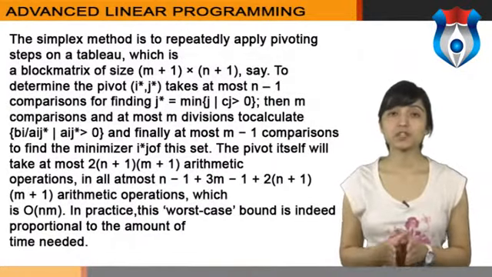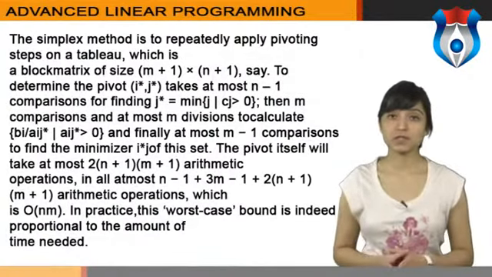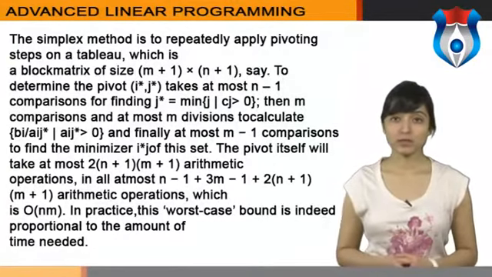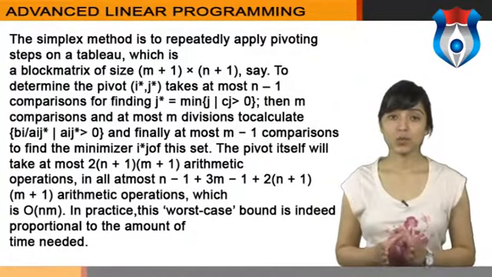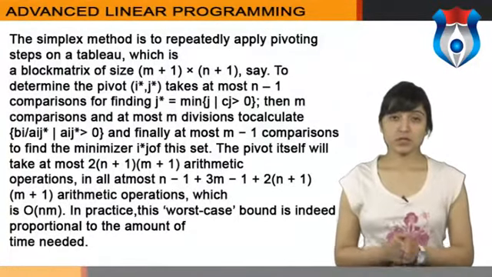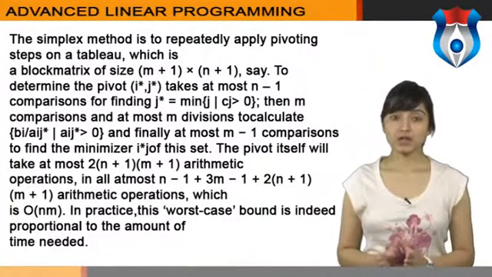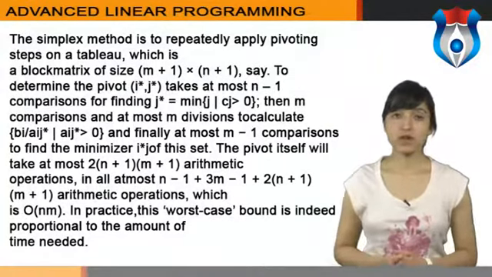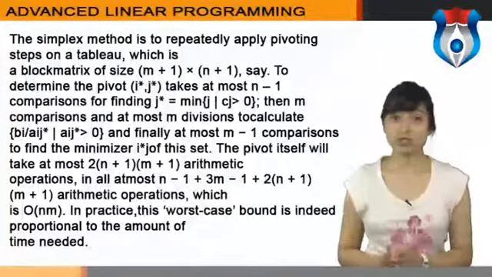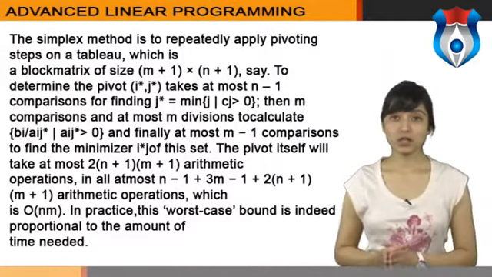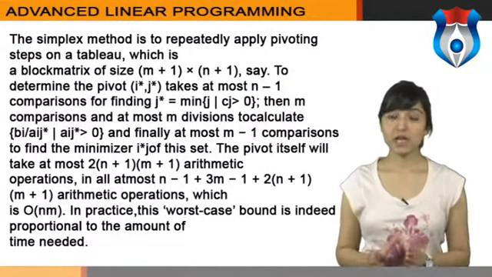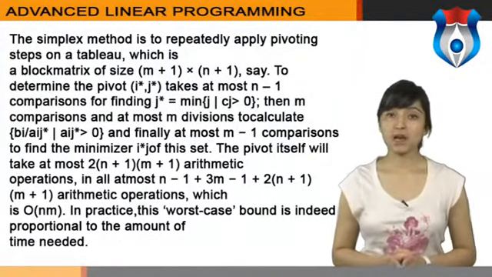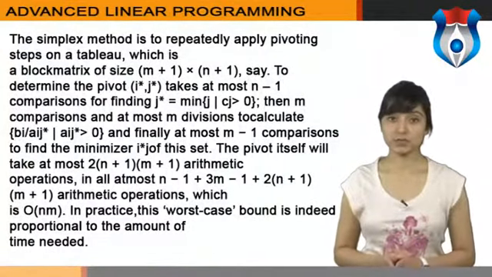The simplex method repeatedly applies pivoting steps on a tableau, which is a block matrix of size (m plus 1) by (n plus 1), say. To determine the pivot i0, j0 takes at most n minus 1 comparisons for finding j0, the minimum j with cj greater than 0. Then m comparisons and at most m divisions to calculate bi divided by aij0.